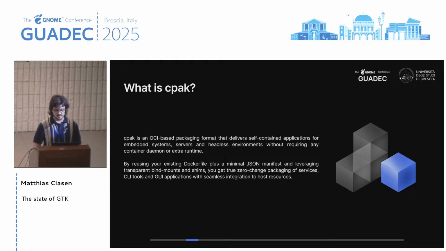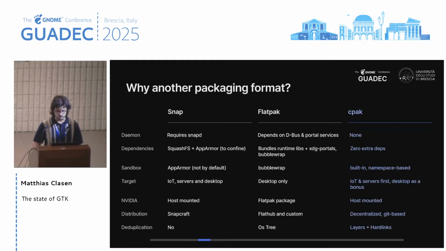And we are not trying to reinvent the wheel. I'm not trying to make something that I can say, oh, it's really something new. It's basically something on top of what we already know. It's a JSON file, a GitHub repository or a GitLab repository, and an OCI image. That's everything about cpak. So the question will be, why make another packaging format?